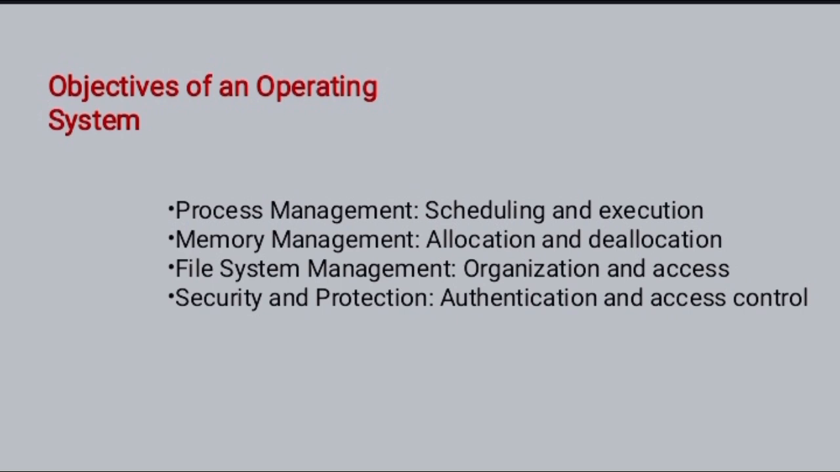This slide outlines key functions of an operating system. It says the OS is responsible for process management, memory management, file system management, security and protection. Process management: deciding which programs run when, and actually running them, execution. Memory management: managing the computer's memory including allocating it to programs and taking it back when they are done. Next, file system management: organizing files and folders and controlling how programs access them. Last one, security and protection: ensuring the system is secure by verifying who can access it and what they are allowed to do.